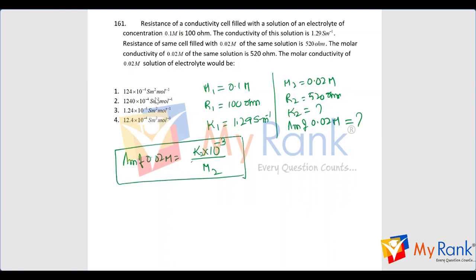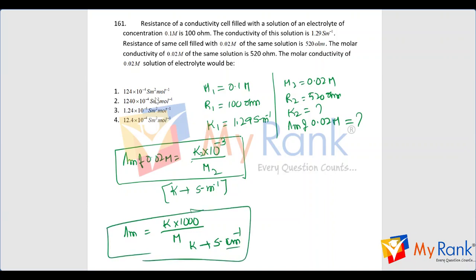Why have we taken K2 into 10 power minus 3? Here K is given in Siemens meter inverse. Whenever K is given in Siemens meter inverse, this is the formula. And lambda m is equal to K into 1000 divided by M when K is given in Siemens centimeter inverse. You have to use that formula, but here the data is given in meters, so use this formula. Then how to calculate? M2 we know, 0.02, K2 we don't know. But how can we calculate K2?